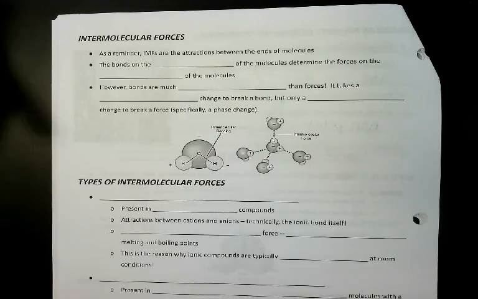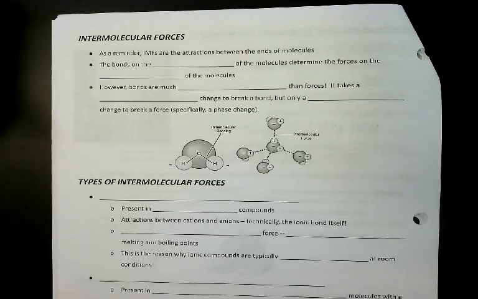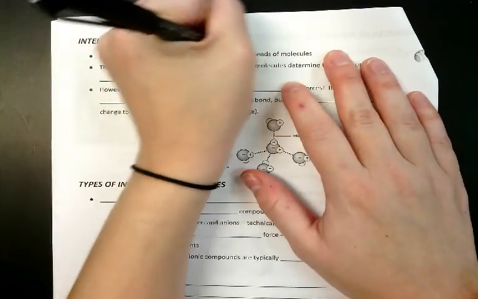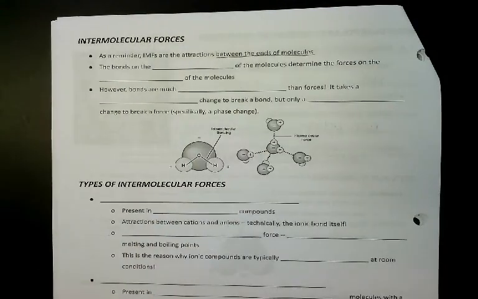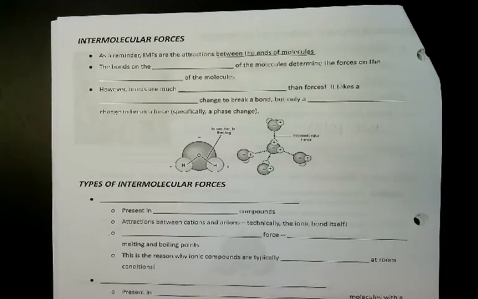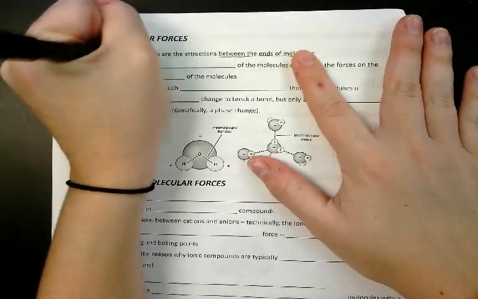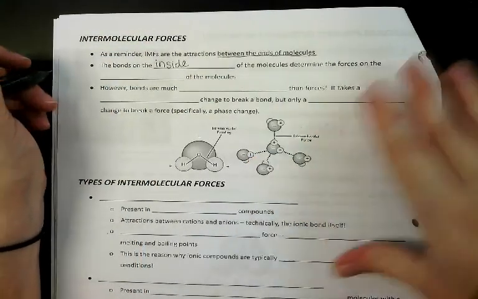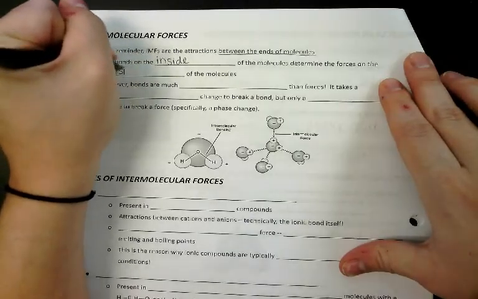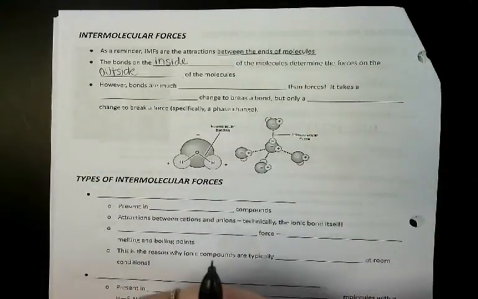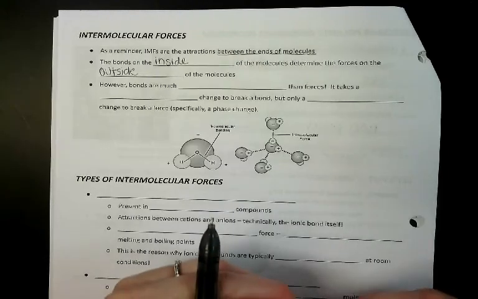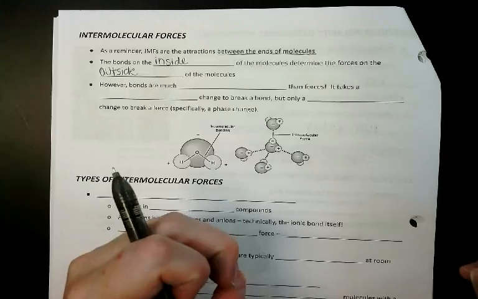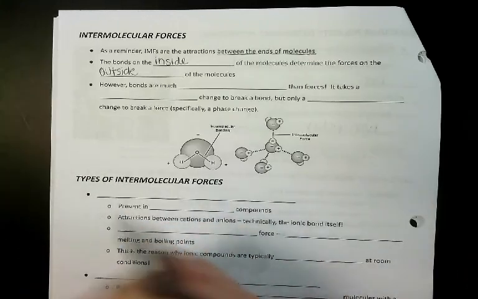But as a reminder, intermolecular forces are the attractions between the ends of molecules. Okay? Intermolecular forces are attractions between the ends of molecules. So the bonds on the inside of the molecules determine the forces on the outside. So the types of bonds that we have inside the molecule is actually going to determine the type of intermolecular force between the molecules. Do y'all follow? So the type of bond within the molecule determines the intermolecular force between two different molecules.